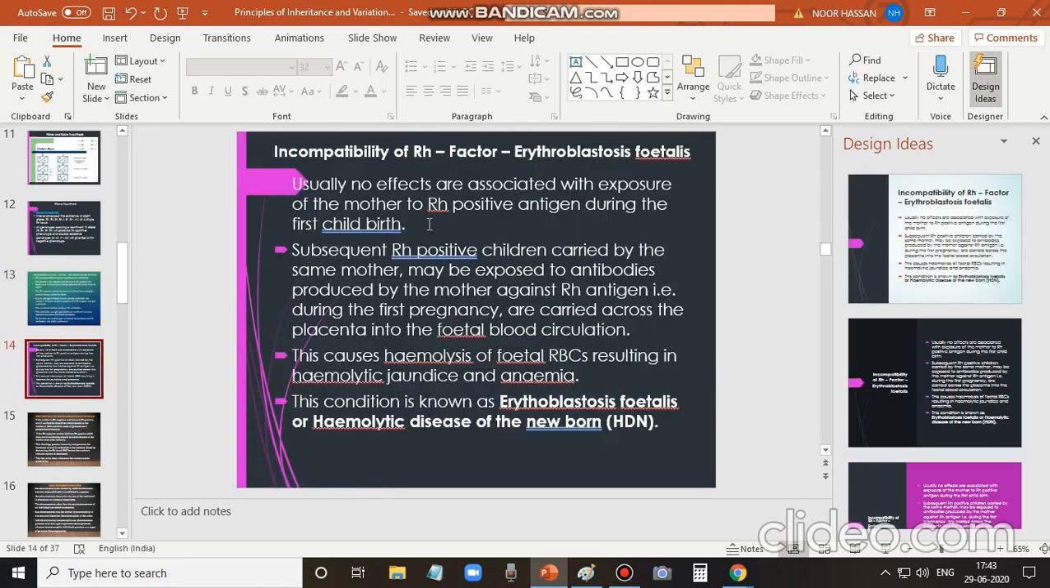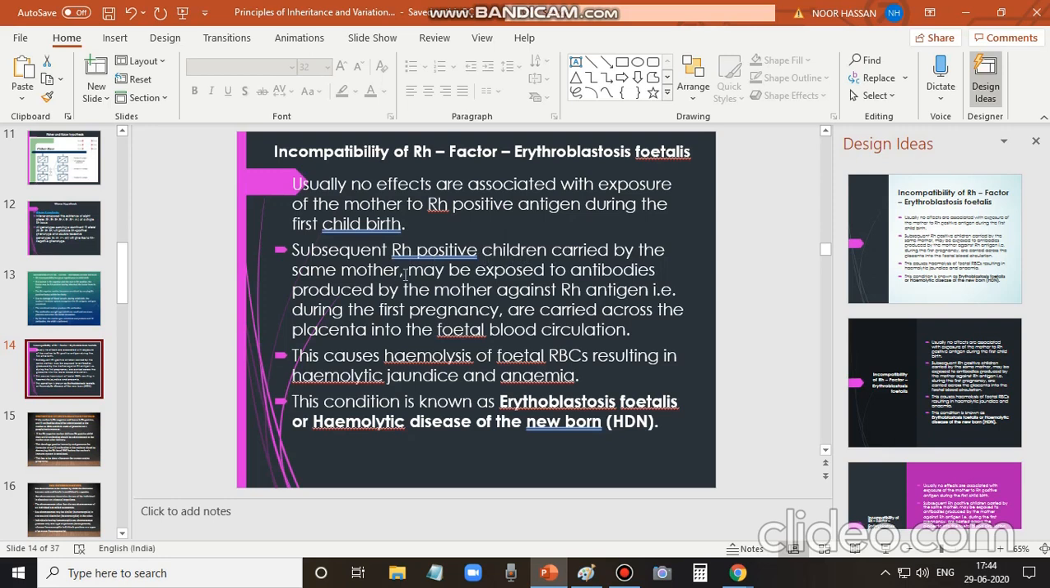As I said, usually no effects are associated with exposure of the mother to Rh positive antigen during the first childbirth, when the mother is Rh negative. Nothing harms the mother or the child during the first childbirth.